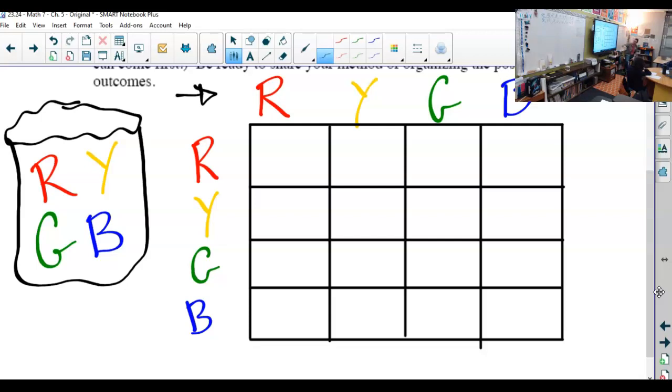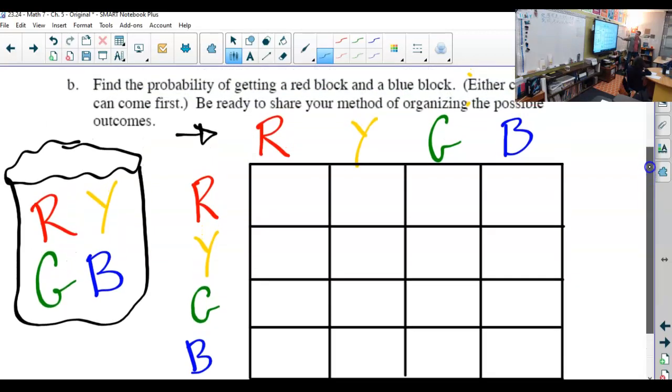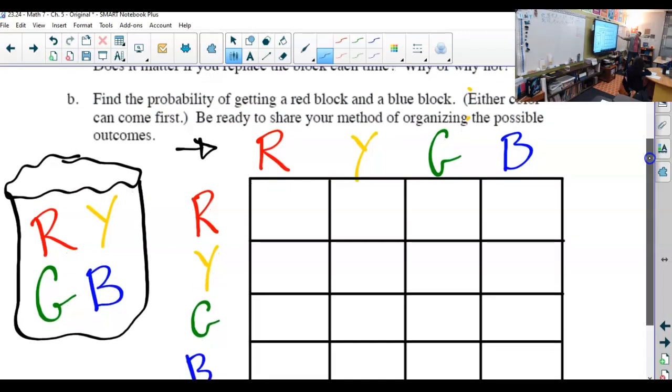What is the chance? I don't really care what questions they're asking, but let's do this one first, just because it's fun. Once you get your table built, based on what the table shows you, what is your chance of getting a red-blue combo? Doesn't matter if red was first or blue was first. We just want a red-blue combo. We're going to draw a block, put it back, draw another block, and we want a red-blue combo. Take a moment, get this table made.